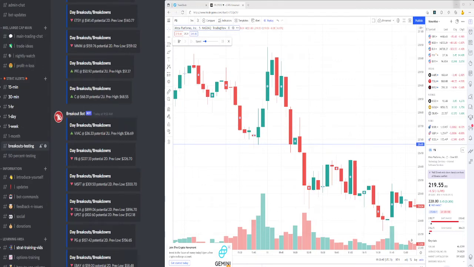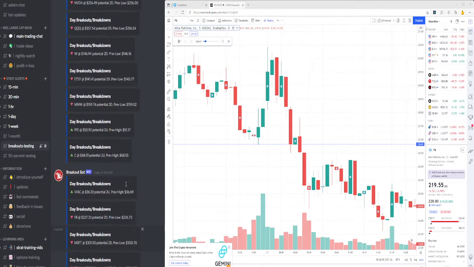I got some exciting news for you today. We've just added a new feature to our Discord server, and we're calling it the Breakout Breakdown Bot. You'll be able to find it in Breakouts testing right now. We'll eventually change the name to just Breakouts, and that's going to happen pretty soon. So let me show you how it works.